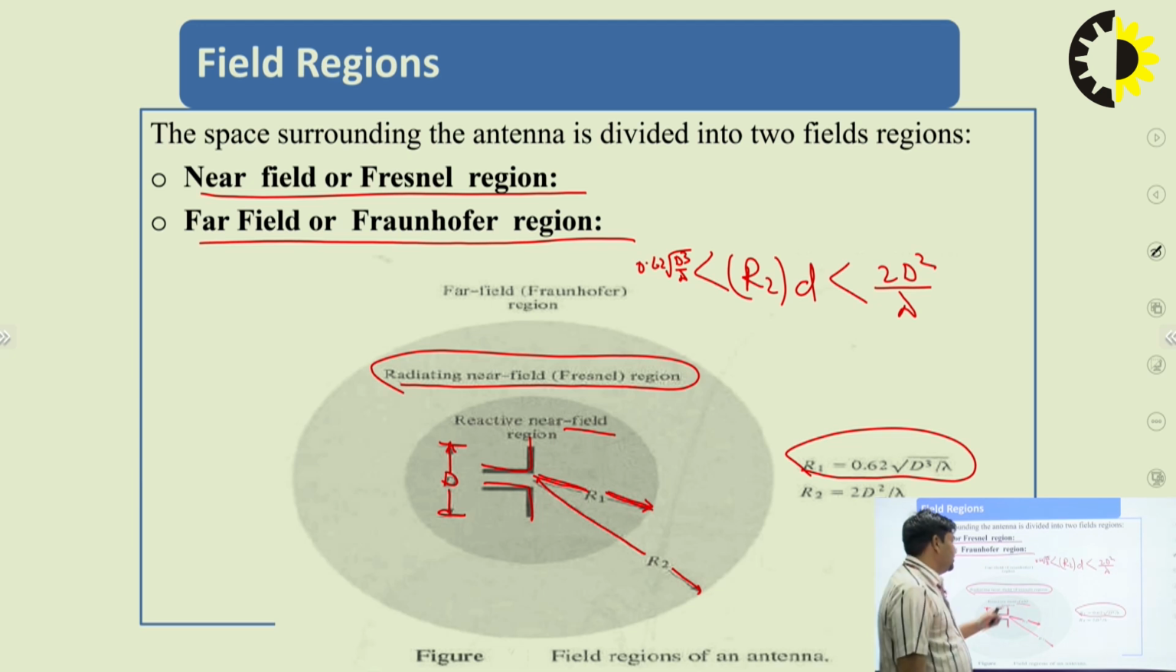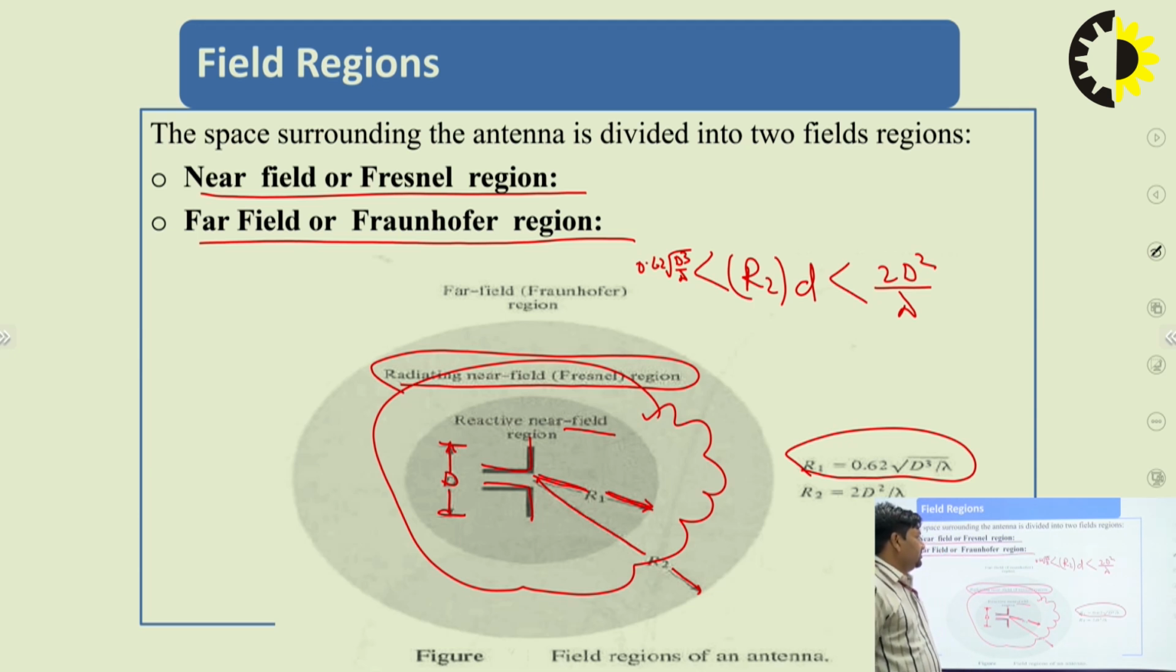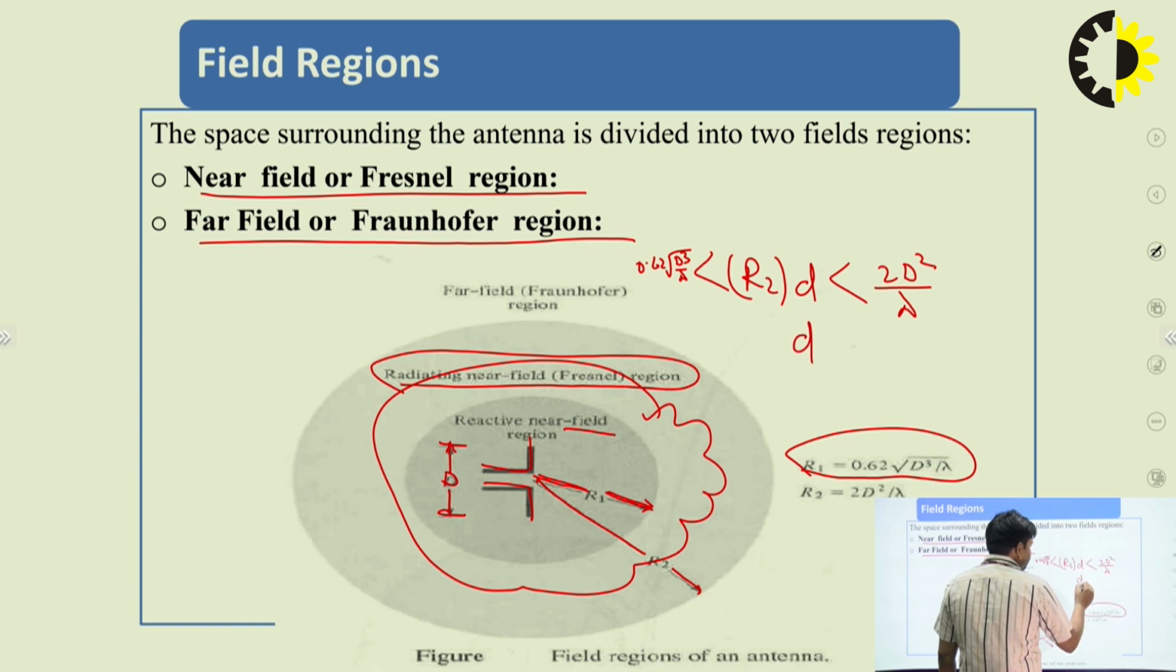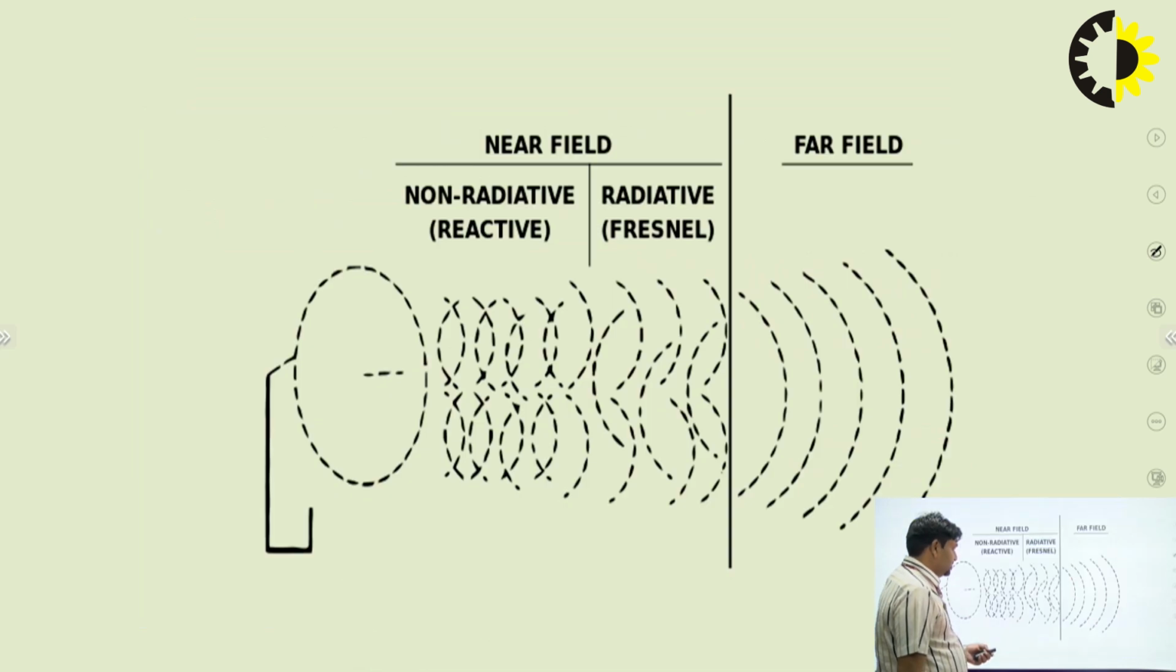So this type of region is called the Fresnel region, and many applications are performed in the Fresnel region. And the far field region, which is the Fraunhofer region, is where the distance d, or we can say the r distance, is greater than 2D squared by lambda. So we can say that for practical applications, that particular antenna is in the Fraunhofer region or far field region.